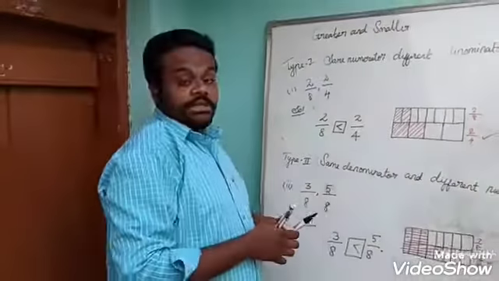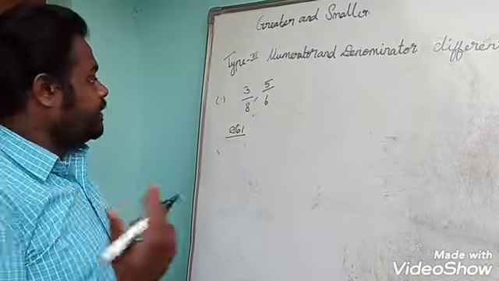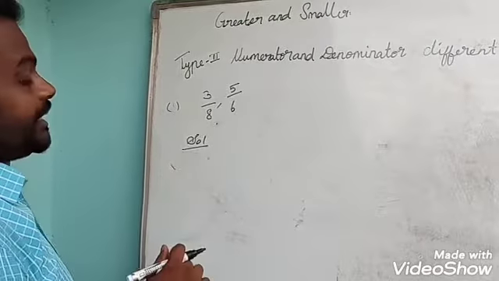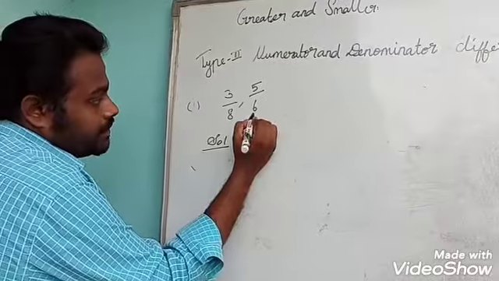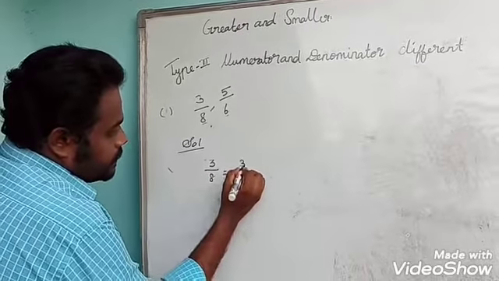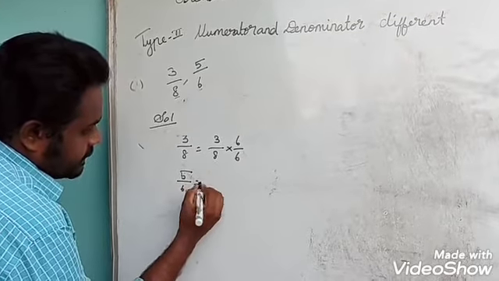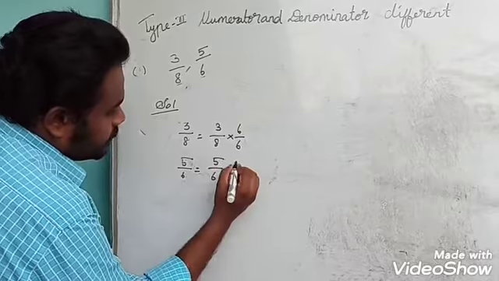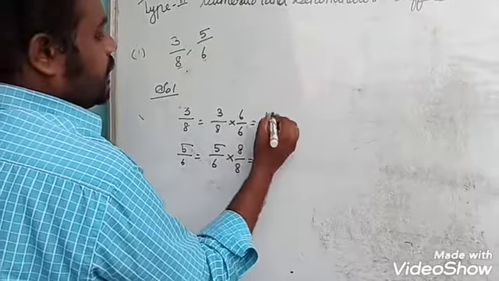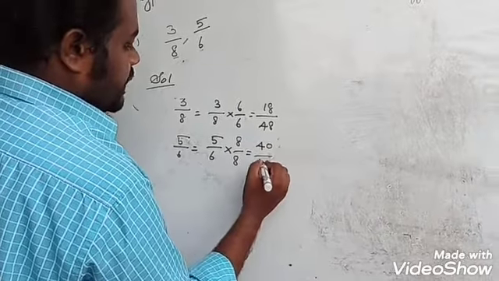Next we see type 3. Numerator and denominator are different. So numerator different and denominator different. First we have to convert the different denominators into the same denominator by multiplying this denominator to this rational number and this one to this one. So 3 by 8 can be multiplied with 6, and 5 by 6 can be multiplied with 8. Otherwise you have to take the LCM of 6 and 8. So 6 3s are 18, 6 8s are 48. 5 8s are 40, 6 8s are 48.